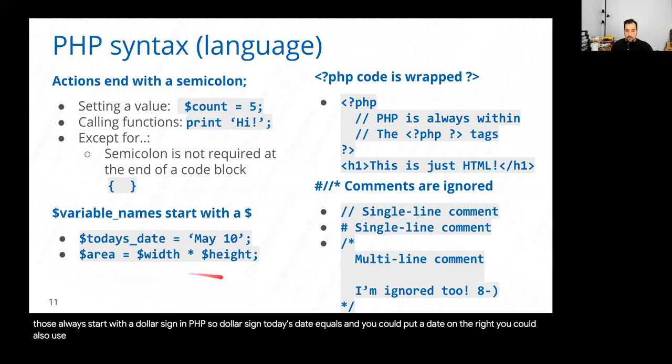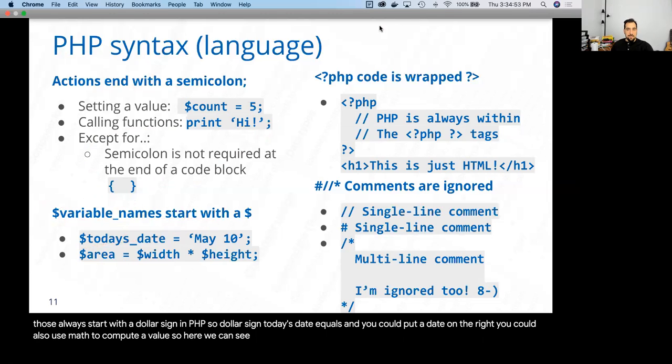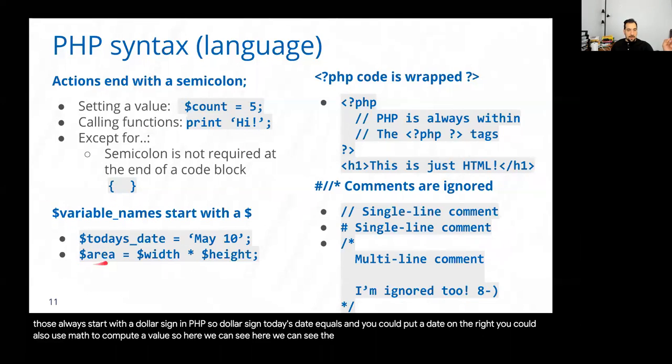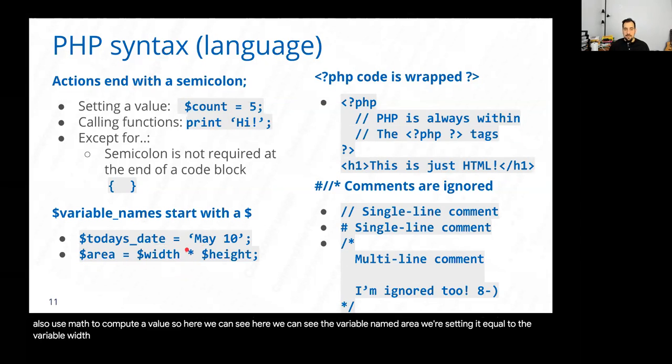You could also use math to compute a value. So here we can see the variable named area. We're setting it equal to the variable width times the variable height. So for all we know, width could contain the number 5, height could contain the number 4, in which case the area would become 20.